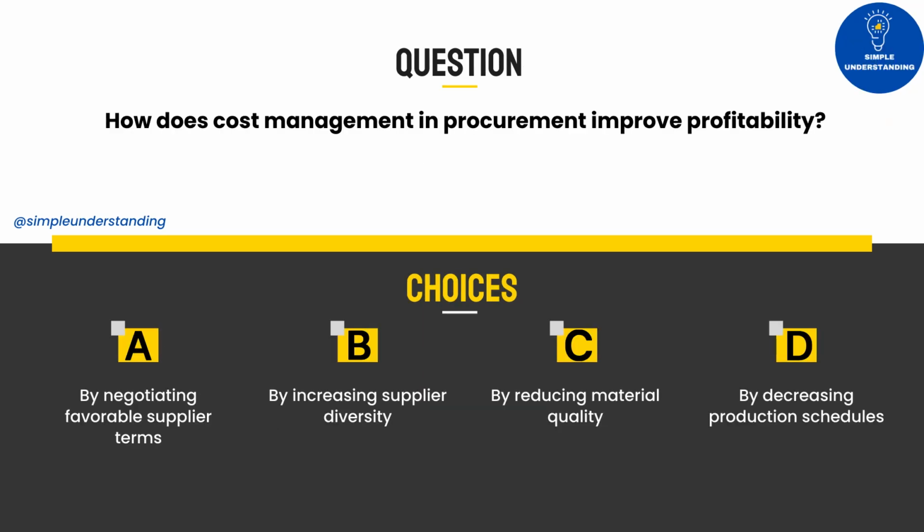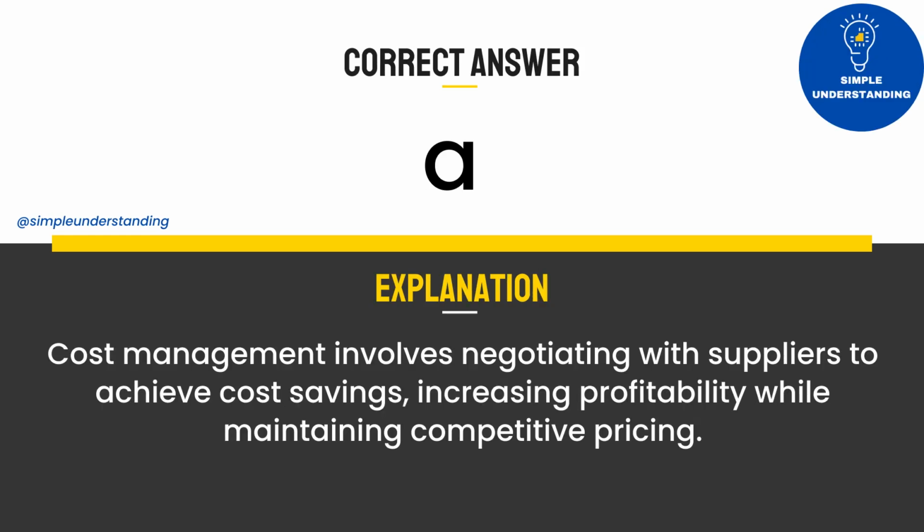3. How does cost management and procurement improve profitability? A. By negotiating favorable supplier terms. B. By increasing supplier diversity. C. By reducing material quality. D. By decreasing production schedules. Answer. A. Explanation. Cost management involves negotiating with suppliers to achieve cost savings, increasing profitability while maintaining competitive pricing.